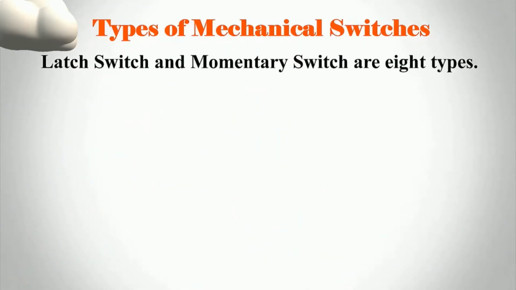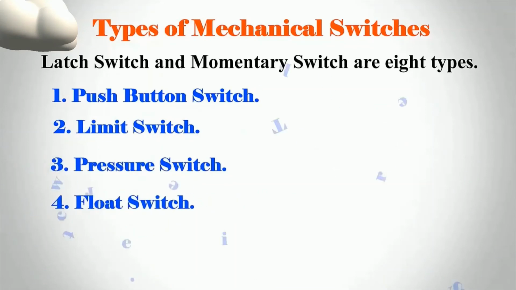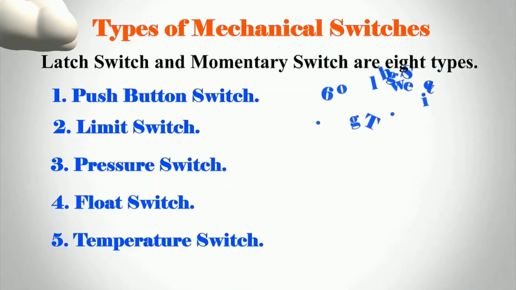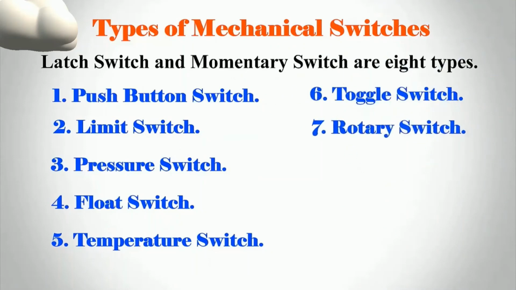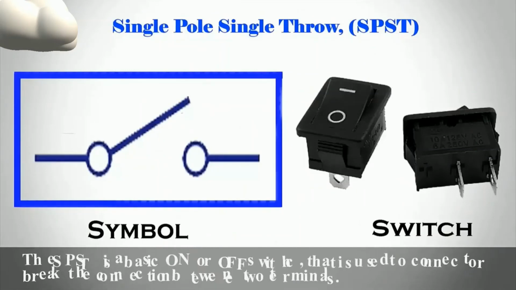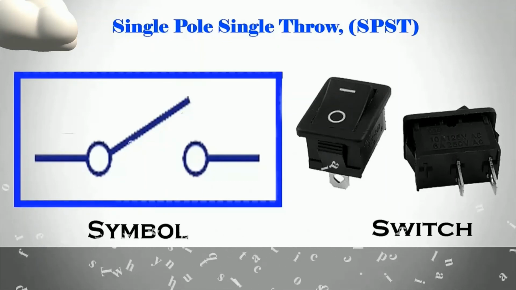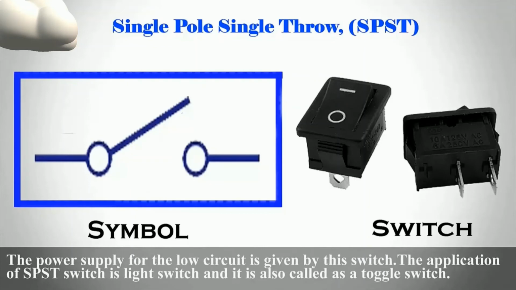Latch switch and momentary switch are of 8 types: push button switch, limit switch, pressure switch, float switch, temperature switch, toggle switch, rotary switch, and the last one is the joystick. The first one, single pole single throw, is basically a toggle switch. The symbolic representation will be as shown in the figure. When you press the contact, the input will be transferred to the output, to only a single output.